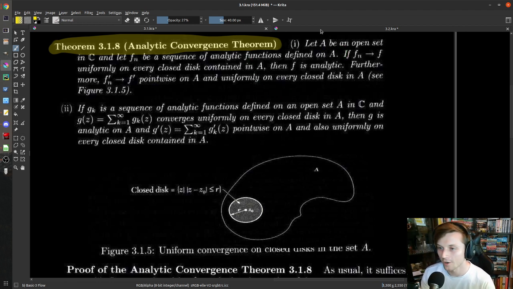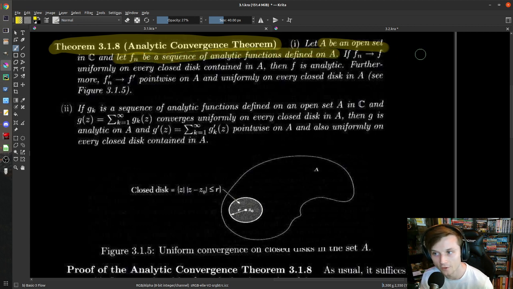So to start it off, part 1, we're going to let A be an open set in C. Open, very important right here. And we'll let fn be a sequence of analytic functions defined on this open set. Now, if this sequence of analytic functions converges to some function f uniformly on, and I'm going to highlight this, on every closed disk contained in A, then we get the big results. Then f is analytic. Furthermore, the derivatives of fn approach f' pointwise on A, and uniformly on every closed disk in A.